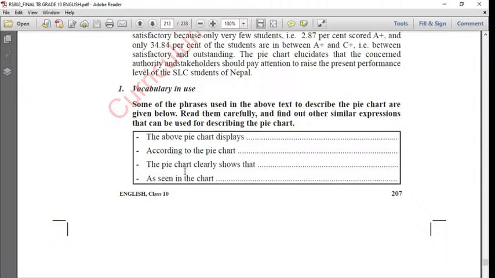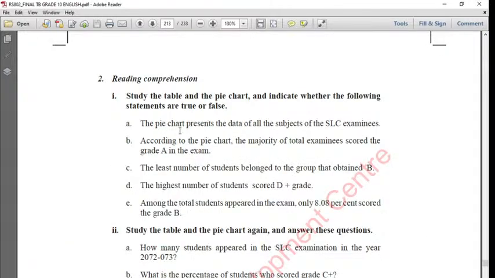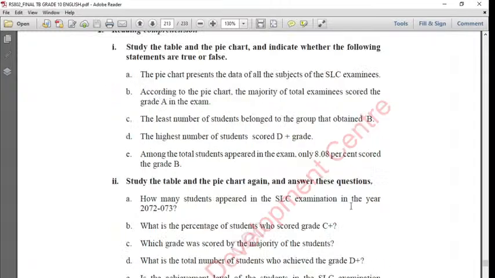So we study the table and the pie chart and indicate whether the following statements are true or false. The pie chart presents the data of all students of the SLC examinees. According to the pie chart, the majority of total examinees scored the grade A in the exam. The least number of students belong to the group that obtained B. The highest number of students scored D plus grade. Among the total students appeared in the exam, only 8.08% scored the grade B. Now you'll have to go back and answer these true and false statements all by yourself.